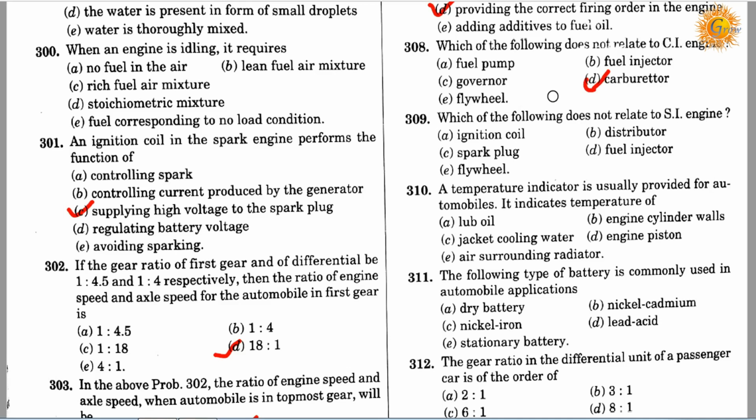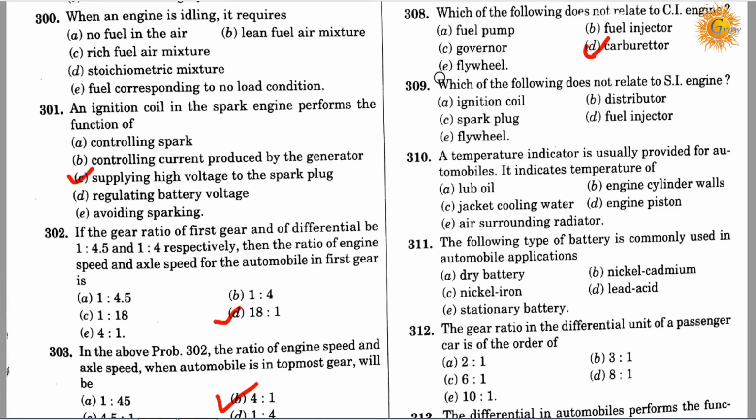Question number 309. Which of the following does not relate to spark ignition engine? Option A, ignition coil. Option B, distributor. Option C is a spark plug. Option D is a fuel injector. Option E is a flywheel. So the correct answer is D. Fuel injector is not in SI engine.